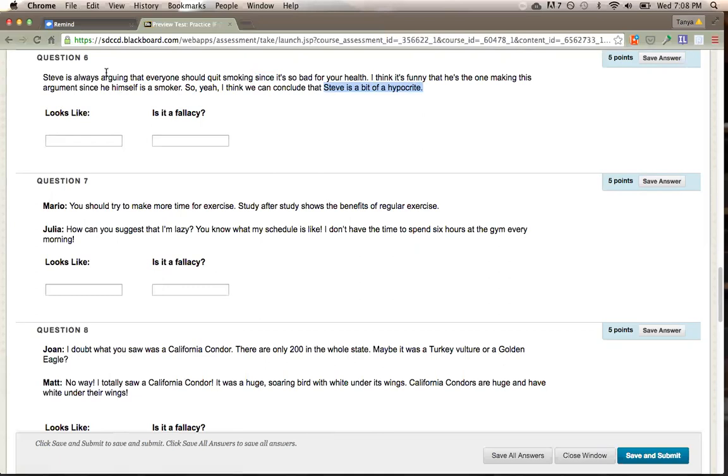I also see that there's two arguers here, me, or whoever I am in this passage, and Steve, whose argument I'm talking about. So what does it look like? Well, we've got two arguers, and we've got us calling the arguer a name or pointing something out about the arguer. The arguer is a hypocrite. So it looks like ad hominem. Our last question is it?